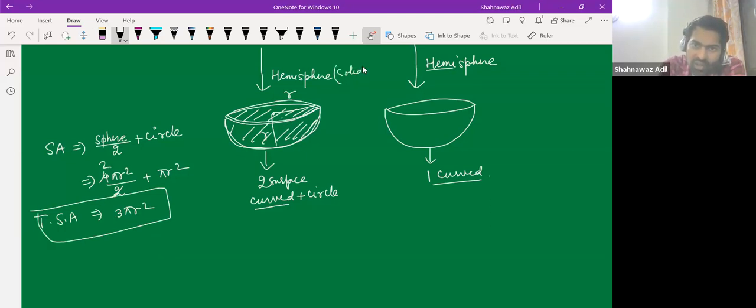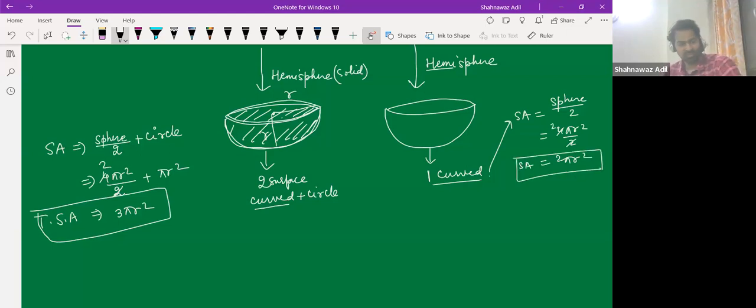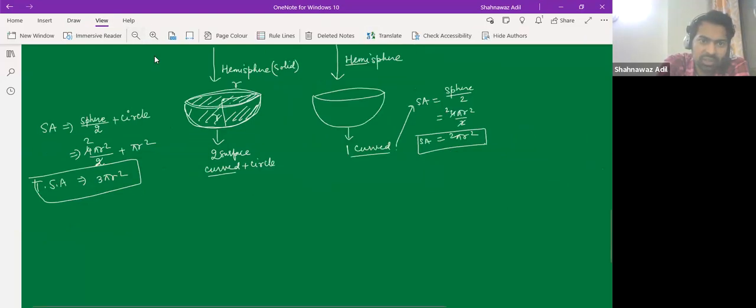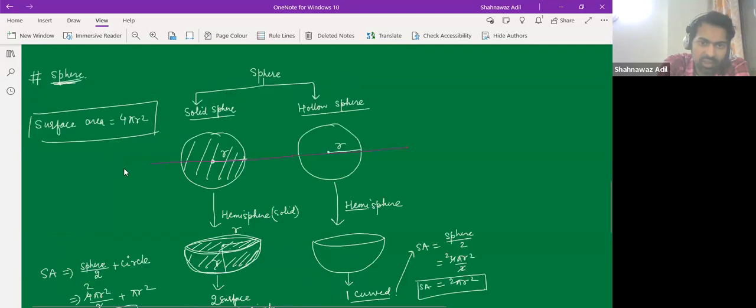And then you have this hollow hemisphere. For that, the surface area would be simply the curved part, which is sphere by 2. So this is 4 pi r square by 2, which is 2 pi r square. So is this clear, everyone? Yes, sir. So please note it down, and then we'll talk about this cylinder question.